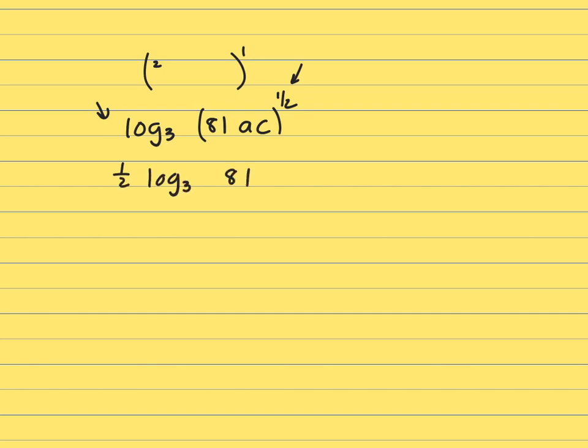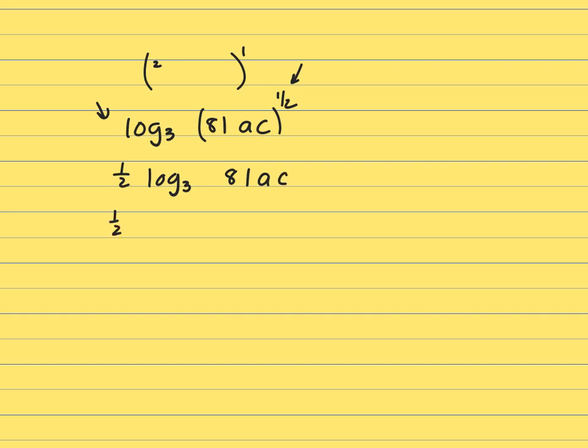The first thing I would do is get rid of the radical. So write that in exponential form. And this is a square root, and of course it's raised to the first power. So rewrite that as (81ac)^(1/2). And now we have that property of logarithms that you can move this exponent down in front. So that's 1/2 log base 3 of 81 times a times c.